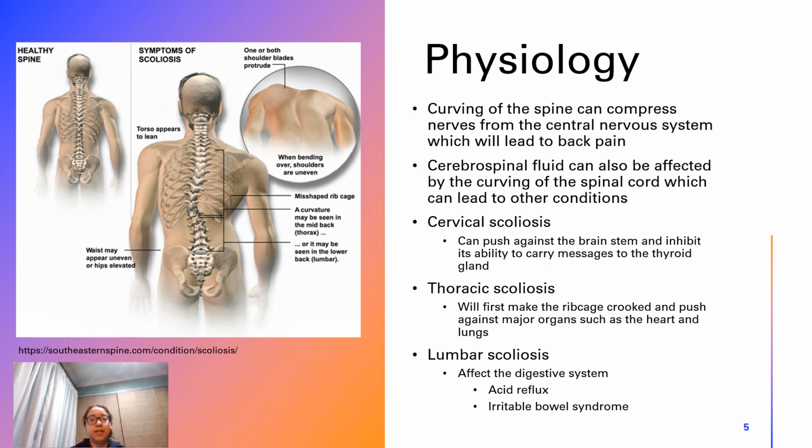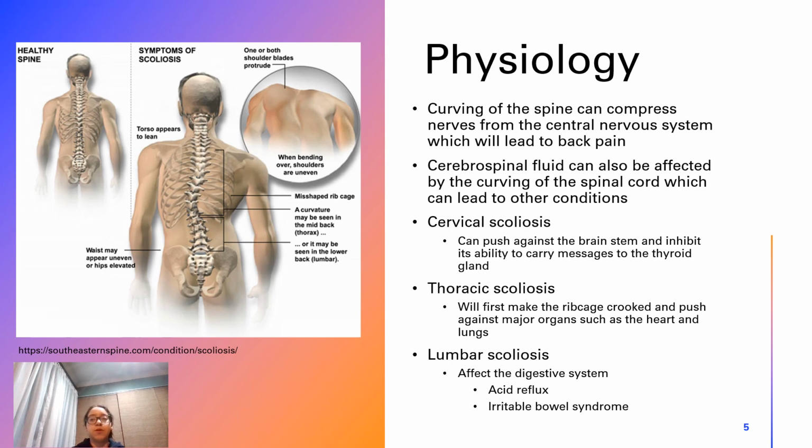The main way that scoliosis will affect the body is by curving it into an irregular S or C shape, and this curving can lead to compression on nerves that work with the central nervous system and can lead to back pain. Cerebrospinal fluid can also be disrupted by curving of the spinal cord and can lead to muscular dystrophy.